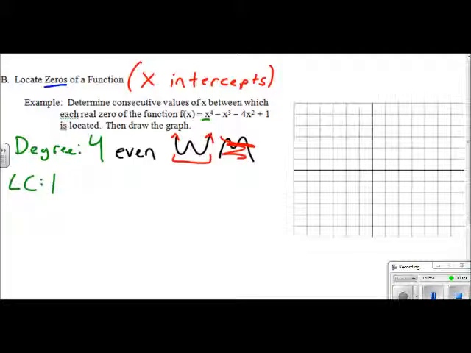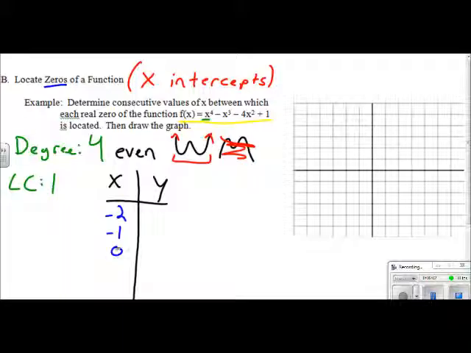Now again, we just have to make our xy table. Again, you should use your graphing calculator to plug in this function and find a table. I will just give you the points that I found. So when I had -2, -1, 0, 1, 2, and 3 as some of my points.